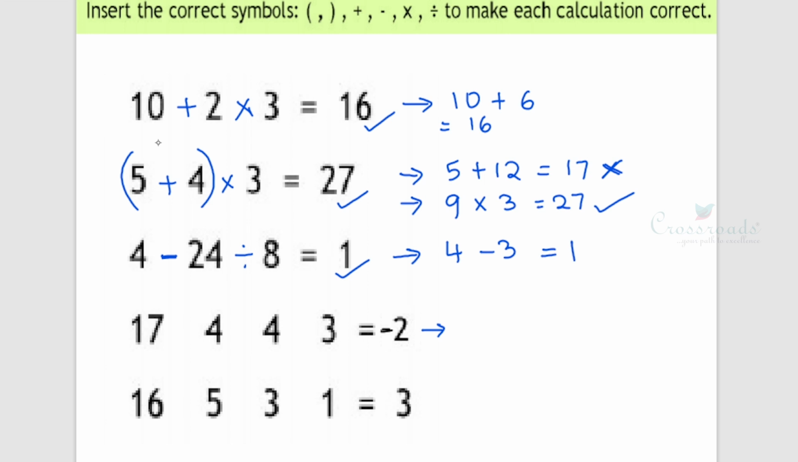Here it says 17, 4, 4, 3 that is equal to minus 2. According to me, it should be 17 minus 4 into 4 minus 3. Then how are you going to solve it? 4 into 4 is nothing but 16. If we're going left to right, 17 minus 16 is nothing but 1, minus 3. Now hope you can understand, 1 minus 3 is nothing but minus 2. We got our answer.